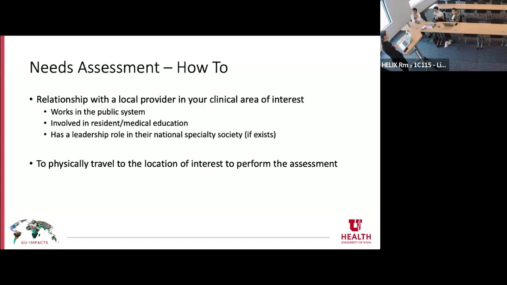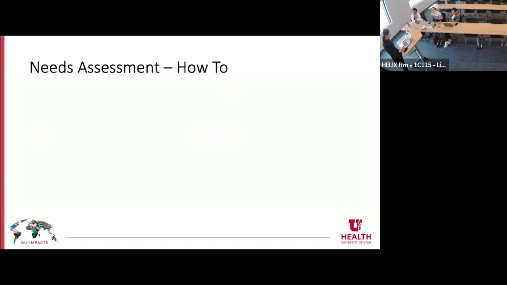The other part is to actually plan to physically travel to that location of interest and actually perform the assessment. I was an anthropology major in college, and we talked a lot about armchair anthropologists. And I think that in the world of global surgery and global health, it's very similar. It's important to not be an armchair global health person. You actually have to go see and experience the environment that you're going to be working in.